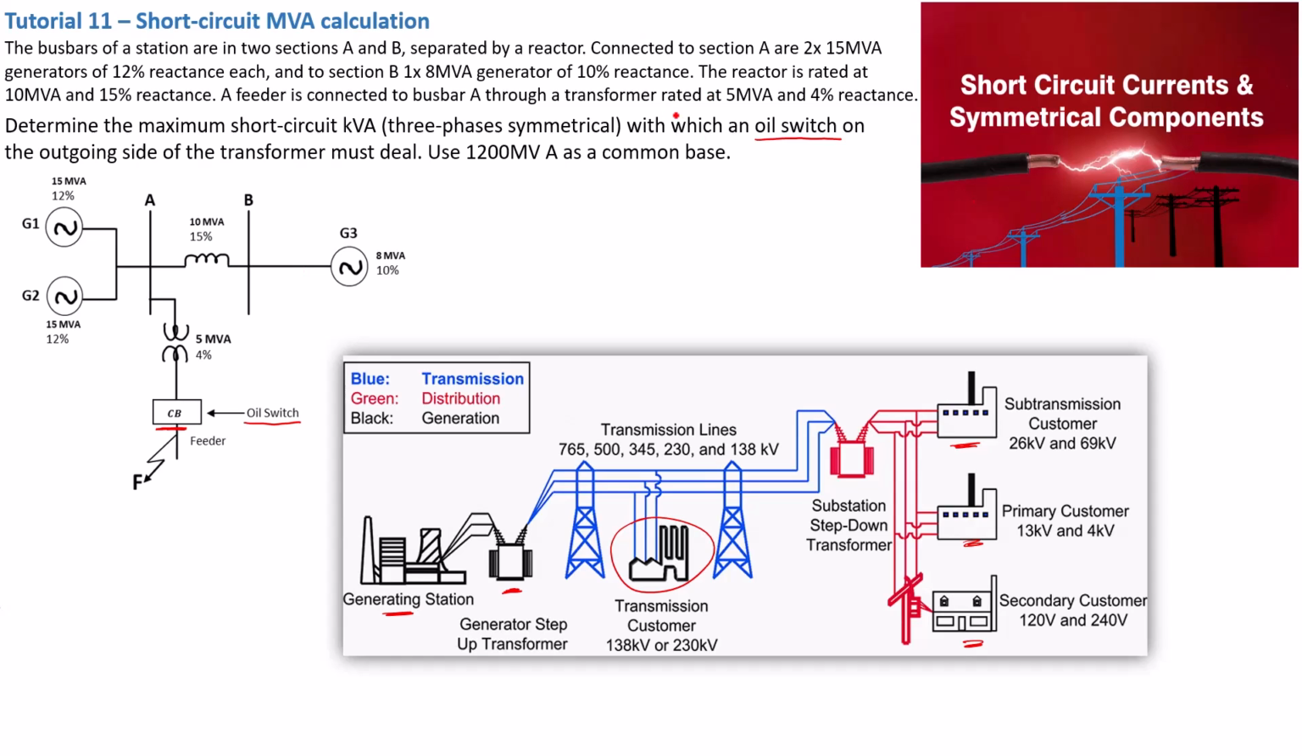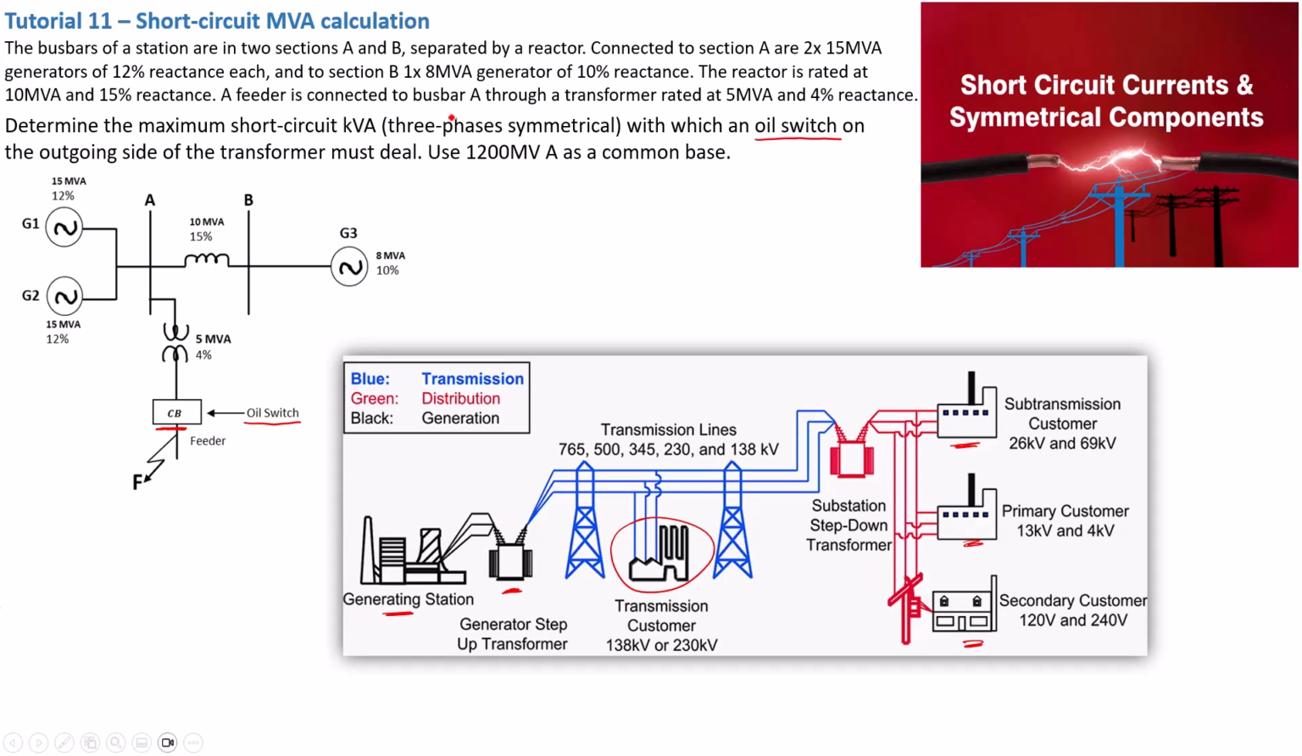Now we move on. Connected to section A are 2 times 15 MVA generators of 12% reactance each, right? So this is generator 1 and generator 2. And to section B is an 8 MVA generator of 10% reactance also. Then the reactor is rated at 10 MVA and 15% reactance. So that is just the size and capacity of that reactor.